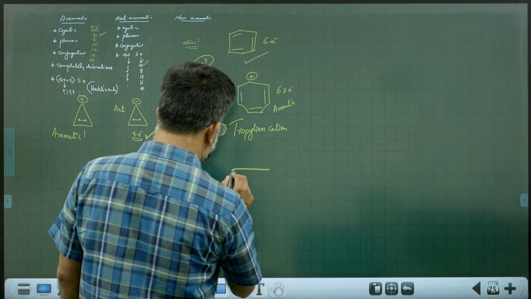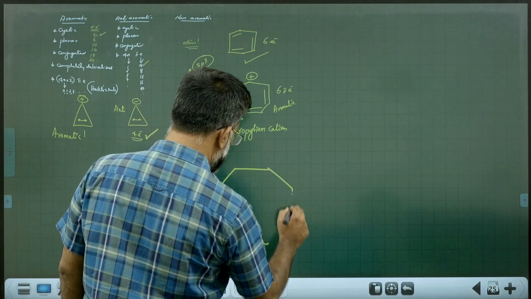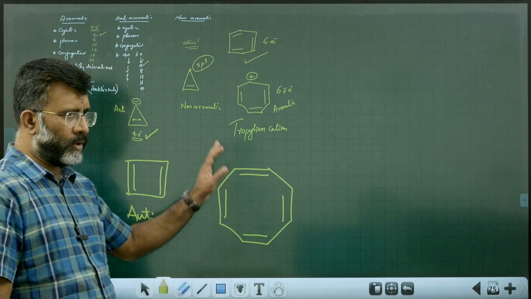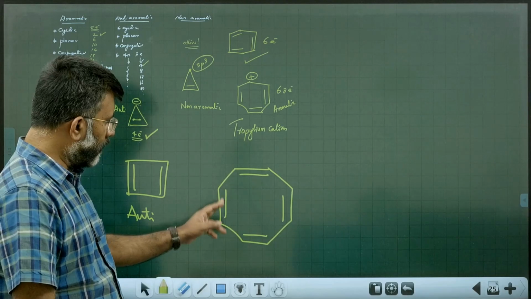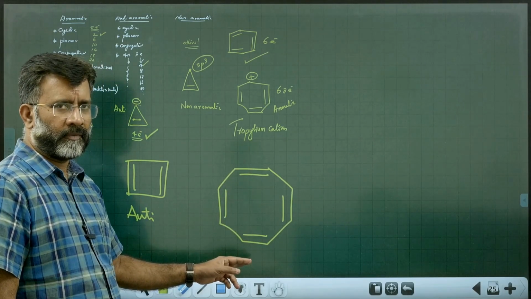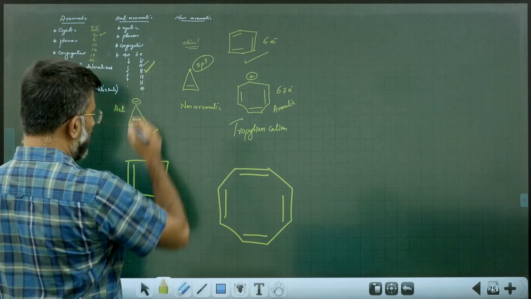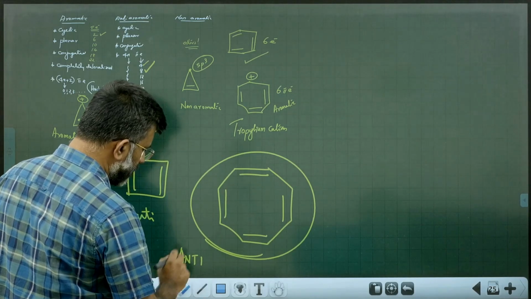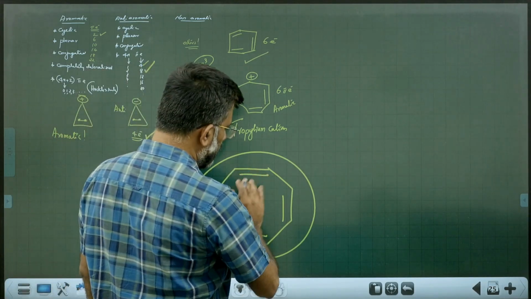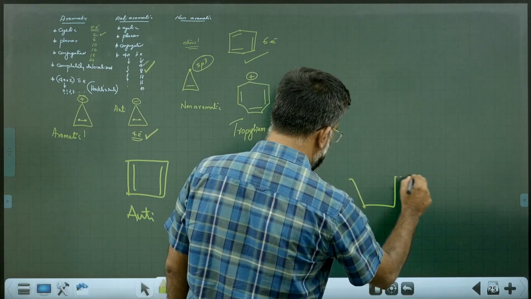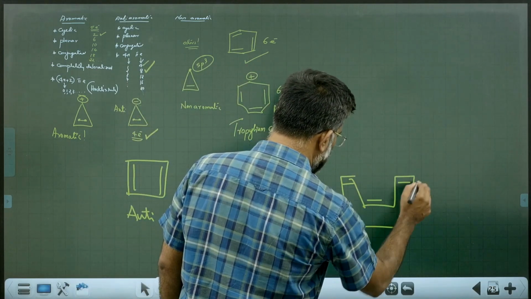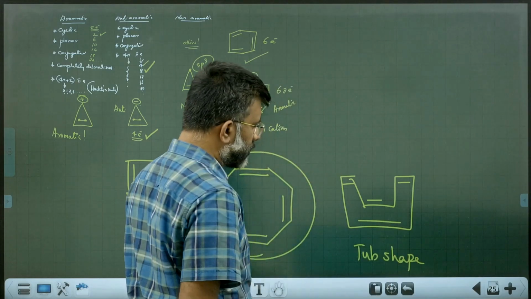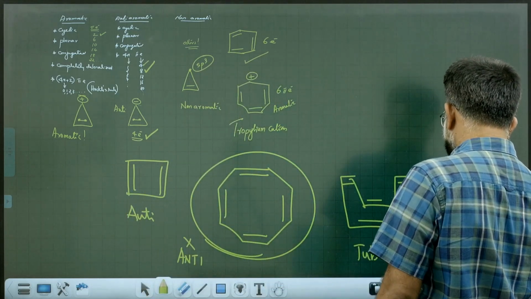There are certain molecules which seem to be anti-aromatic, but are not actually. You see, cyclooctatetraene contains 1, 2, 3, 4 pi bonds, meaning 4 pairs, an 8 pi electron system. This is expected to be anti-aromatic, but it is not. It is a molecule which is non-planar, giving a tub-shaped molecule. That means it is not a planar system and is considered a non-aromatic system.